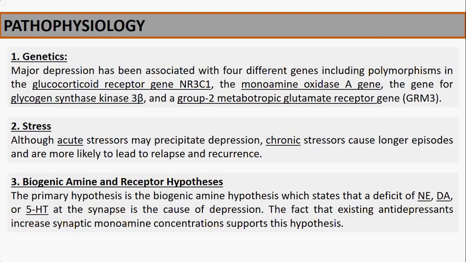So acute stress may precipitate depression, while chronic stress causes longer episodes and is more likely to lead to relapse and recurrence. إذا يعتمد على الديوريشن اللي راح يمر بها الشخص بالستريس، هل هو acute stressors هل هو chronic stressors.